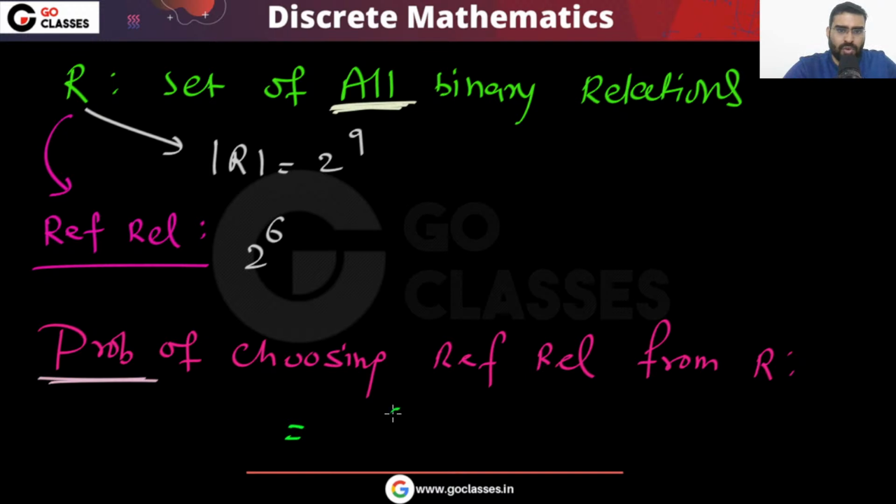So the probability of choosing a reflexive relation from R will be 2 power 6, the number of reflexive relations in this R, divided by the total number of relations in this R, that is 2 power 9. Basically, it is the number of favorable cases divided by the number of total cases. Okay, so this is your answer. The answer will be 1 divided by 2 power 3.